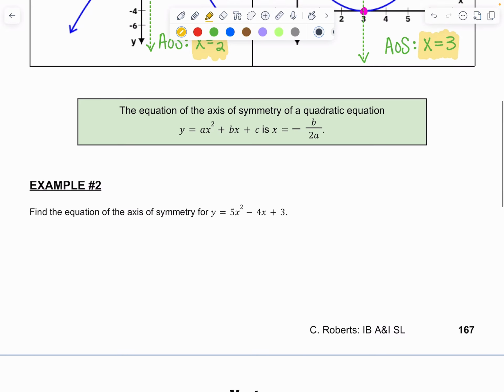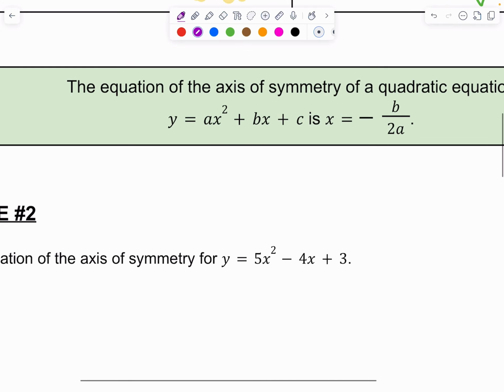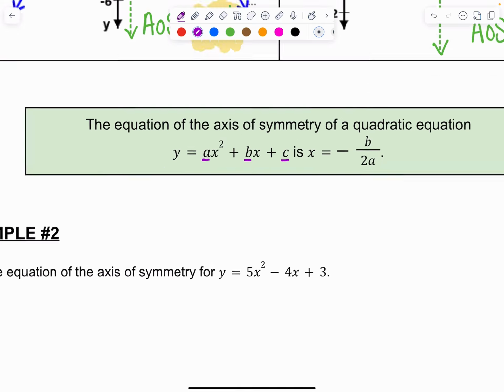All right. So now let's look at the actual equation for the axis of symmetry. It says, the equation of the axis of symmetry of a quadratic equation, which is in the form of y is equal to ax squared plus bx plus c, is x is equal to -b divided by 2a. So this is what we use whenever we have equations. We should know that a is the number in front of x squared, b is the number in front of x, and c is the constant by itself.